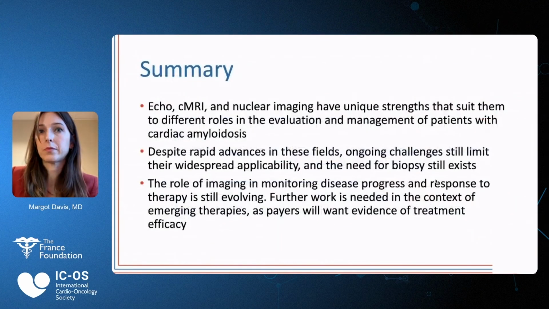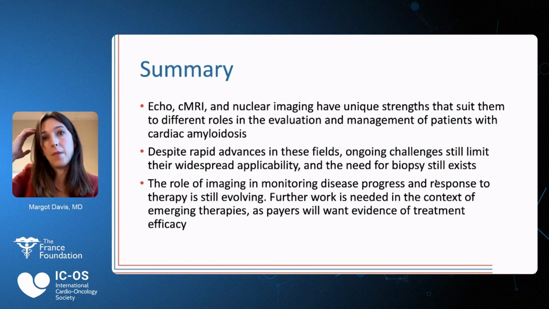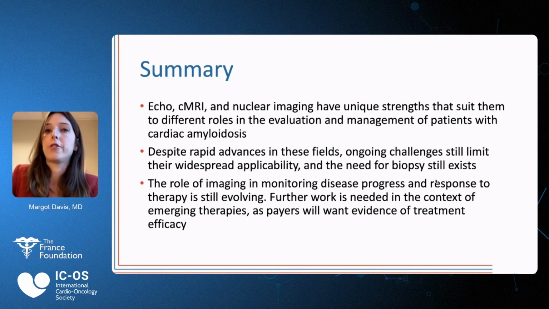So in summary, echo, MRI, and nuclear imaging each have unique strengths that suit them to different roles in the evaluation and management of patients with cardiac amyloidosis. Despite rapid advances in each of these fields, there are ongoing challenges that limit widespread applicability. And so we do still need to use biopsy in many cases. The role of imaging in monitoring disease progress and response to therapy is still evolving, but I think this is going to be an important aspect of future amyloidosis management.